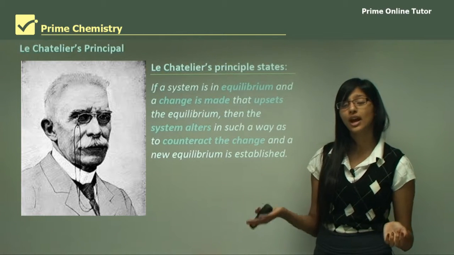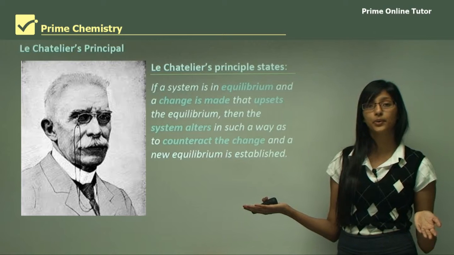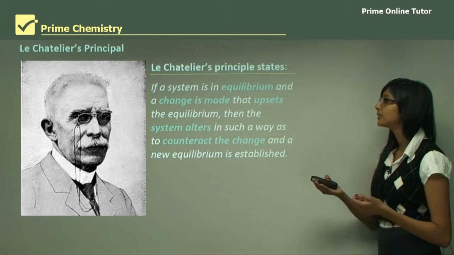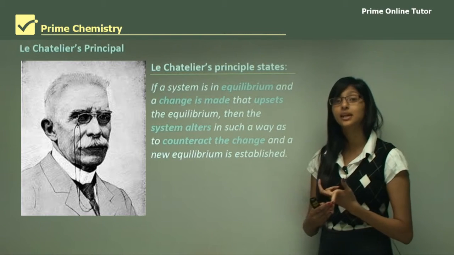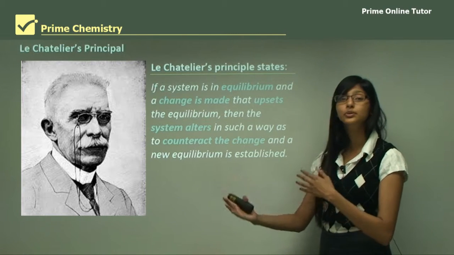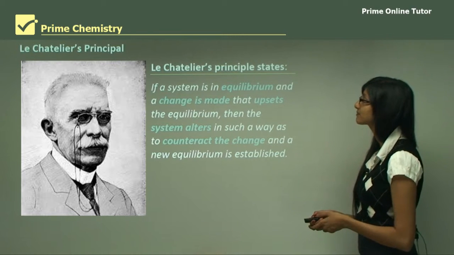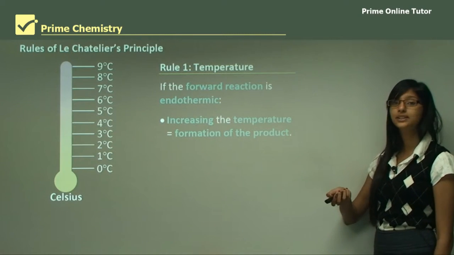In equilibrium, the forward reaction and the backward reaction occur at the same rate. So the amount of products and the amount of reactants are equal. So if you alter any of the factors of an equilibrium reaction, such as temperature, concentration, or pressure, then the reaction will move forward or backward to counteract that change. Now let's look at the rules of Le Chatelier's principle.